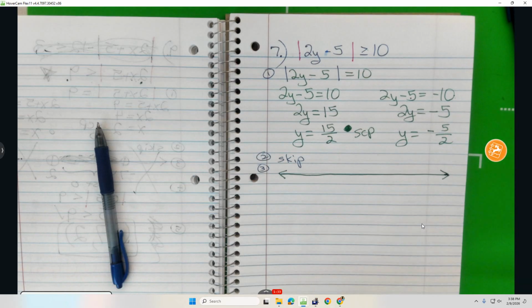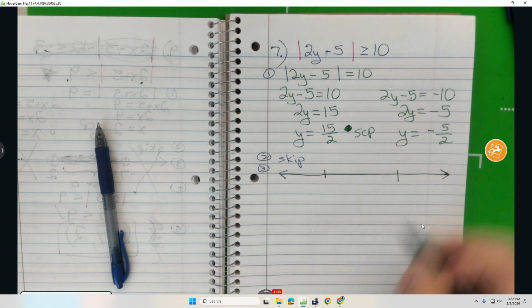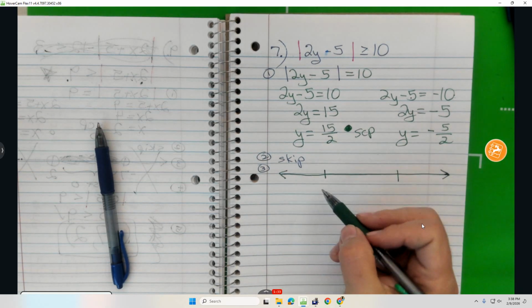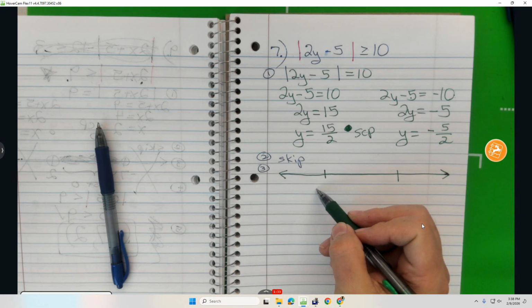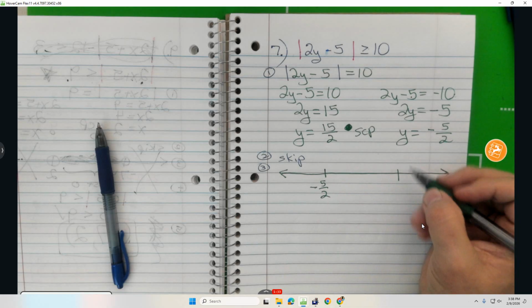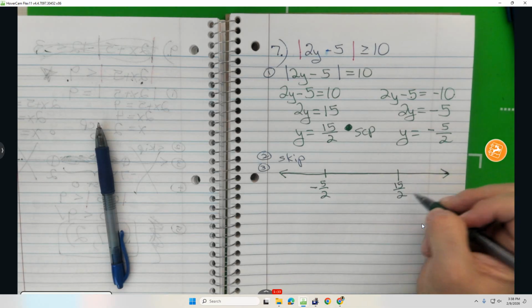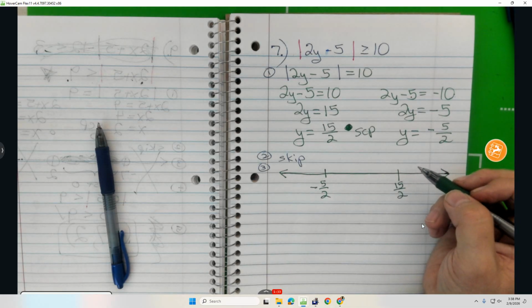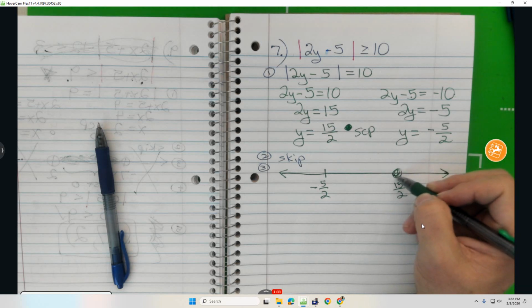Step 3, we're drawing our number line. We have 2 cut points. Remember, they go small to big. Which one do I write on the left? Negative 5 over 2. And then a positive 15 over 2. And we said they were both closed circles.